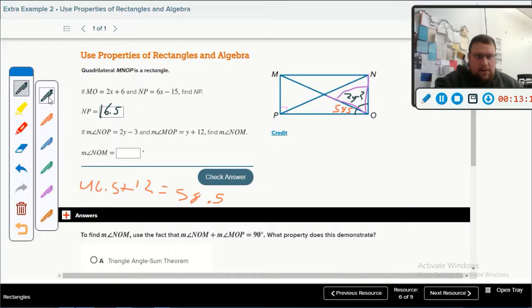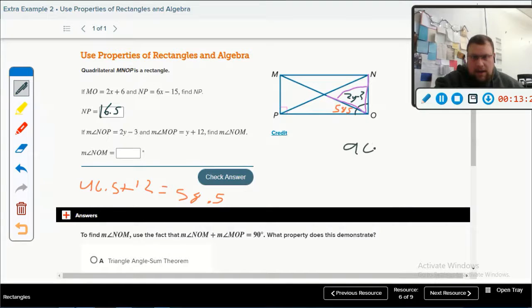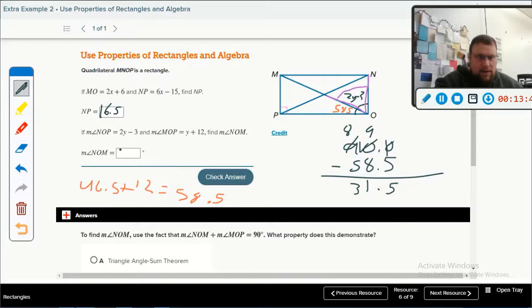So let's do it. 90 minus 58.5. 90.0, right? Got to borrow 10, goes 9, that went to 8. It goes 10 minus 5 is 5. 0.9 minus 8 is 1. 8 minus 5 is 3. That's 31.5 degrees. So it is 31.5 degrees. Boom! Right there.